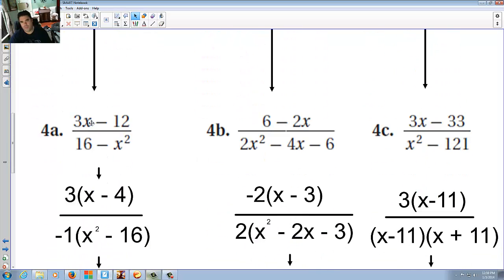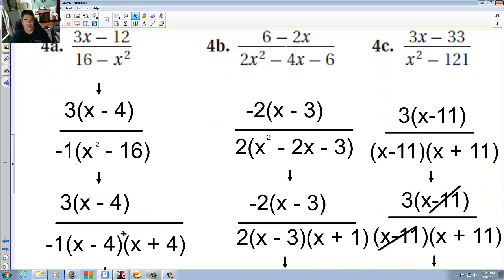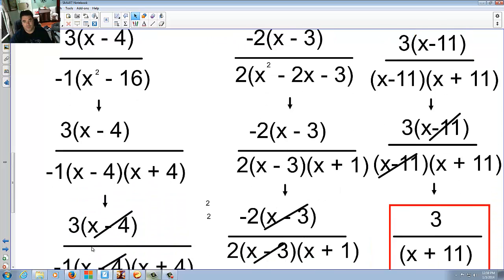For the first one, 3x minus 12 over 16 minus x squared. First thing I'm going to do is flip this around. I'm going to make it negative 1 over x squared minus 16. Also, I'm going to pull a 3 out of here and make this x minus 4. Well, x squared minus 16 breaks into x minus 4, x plus 4. I see these two, so I'm going to cross out x minus 4, x minus 4.